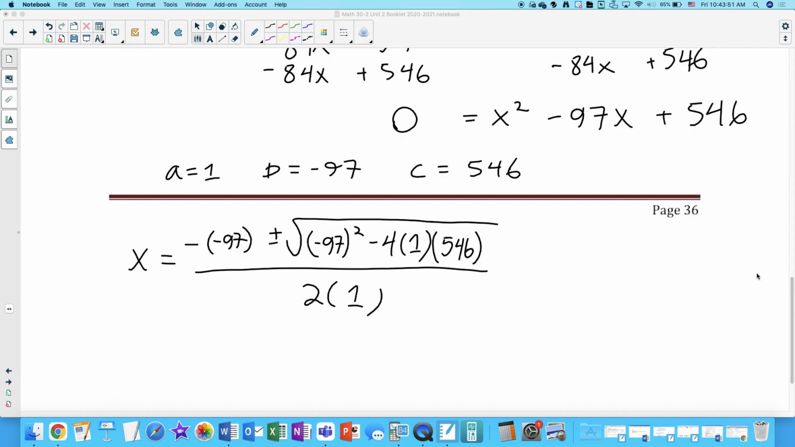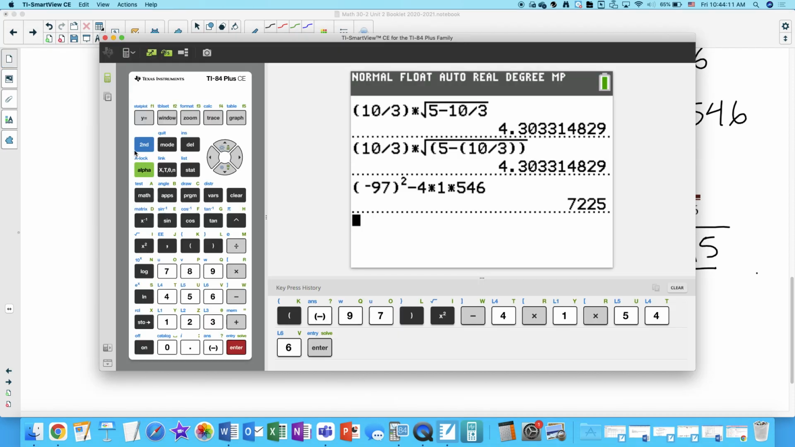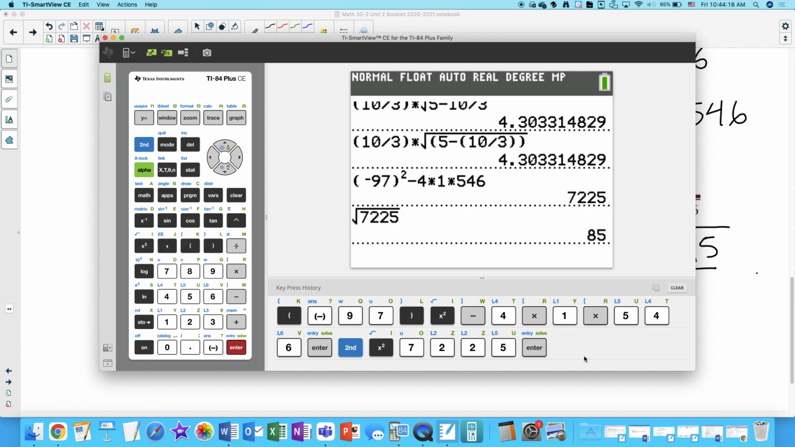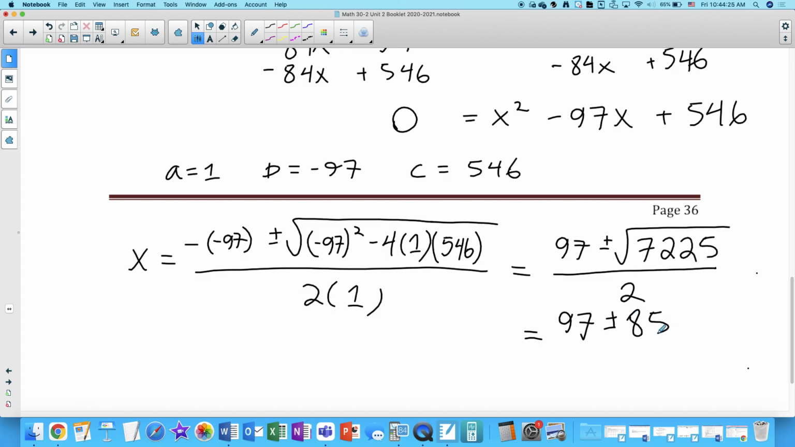Okay, so this is now negative 97 is 97 plus or minus the square root of 7,225 over 2. Okay, and then I'm also on my calculator going to figure out what the square root of that is. So square root of 7,225 is 85. Okay? All right, where do we have to go from there?